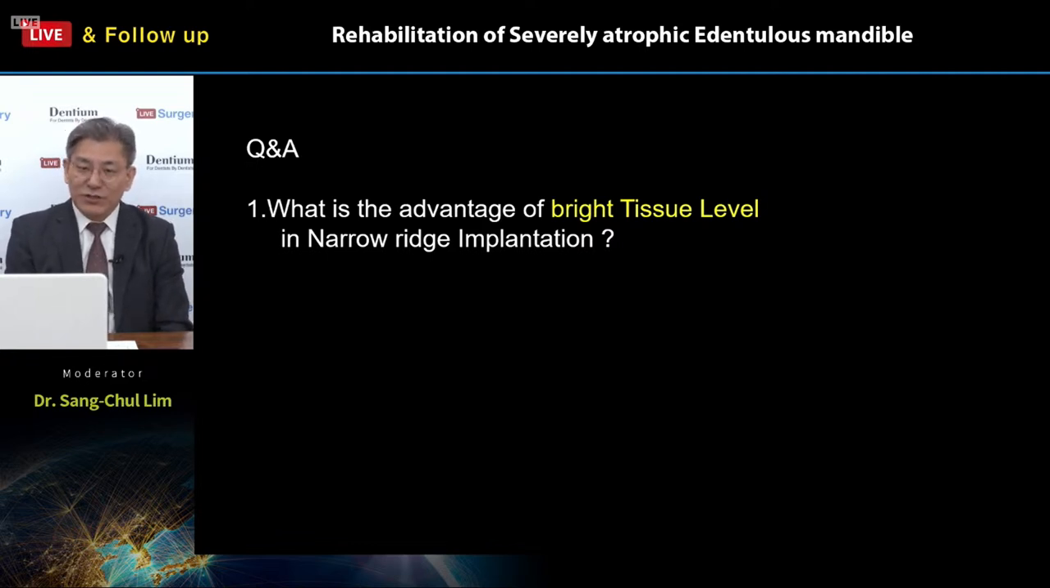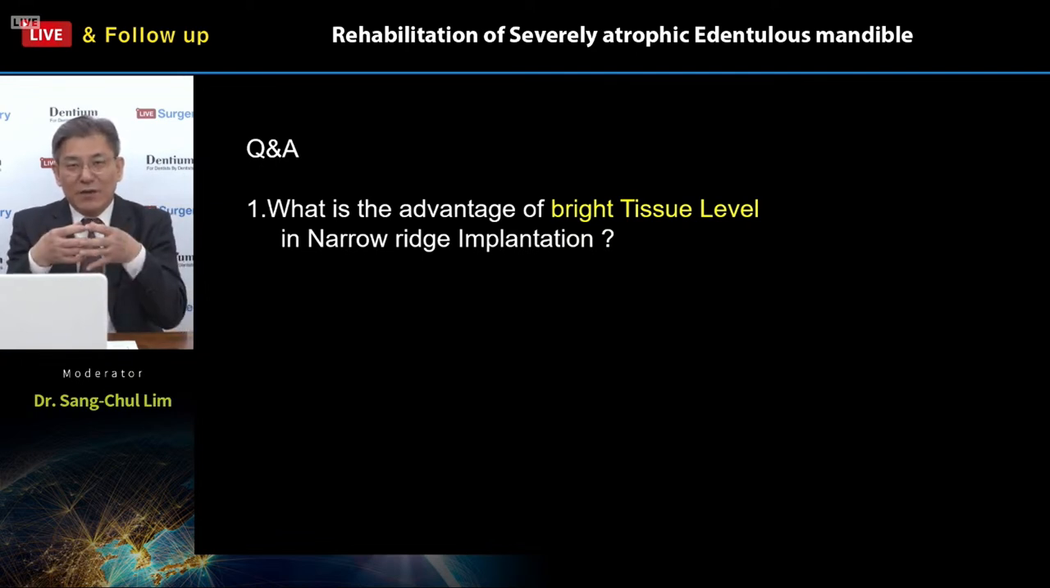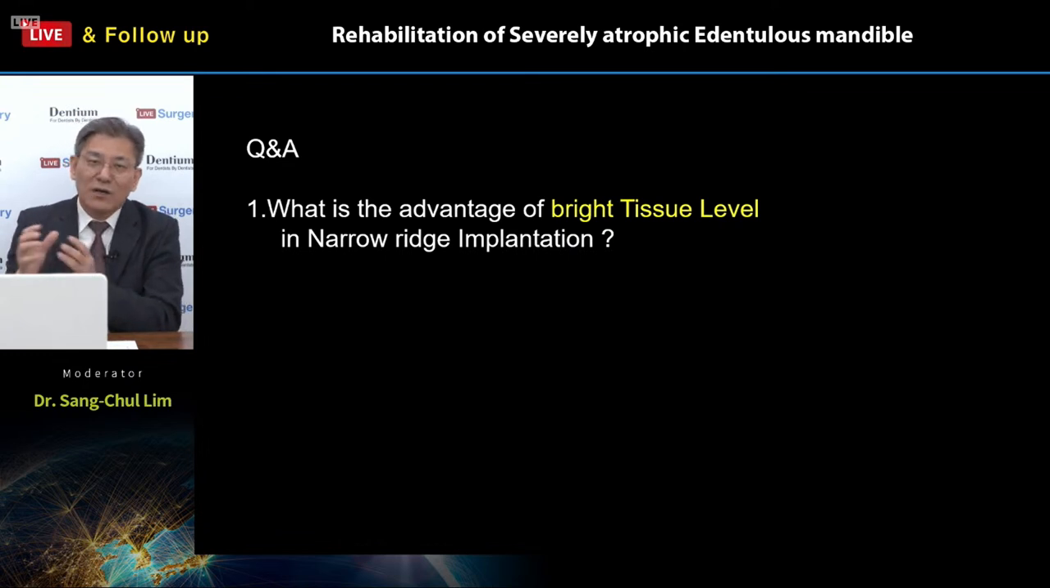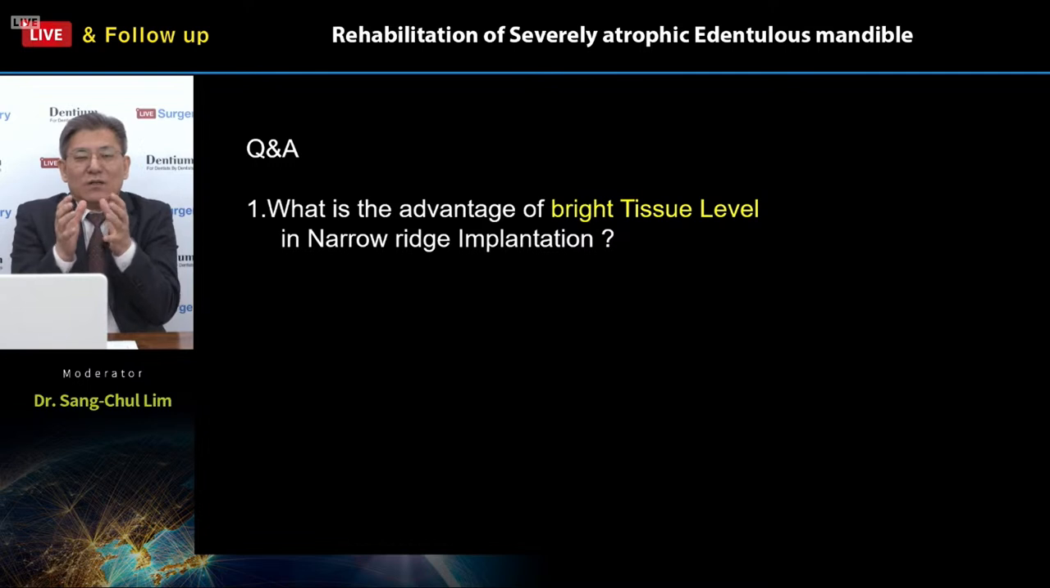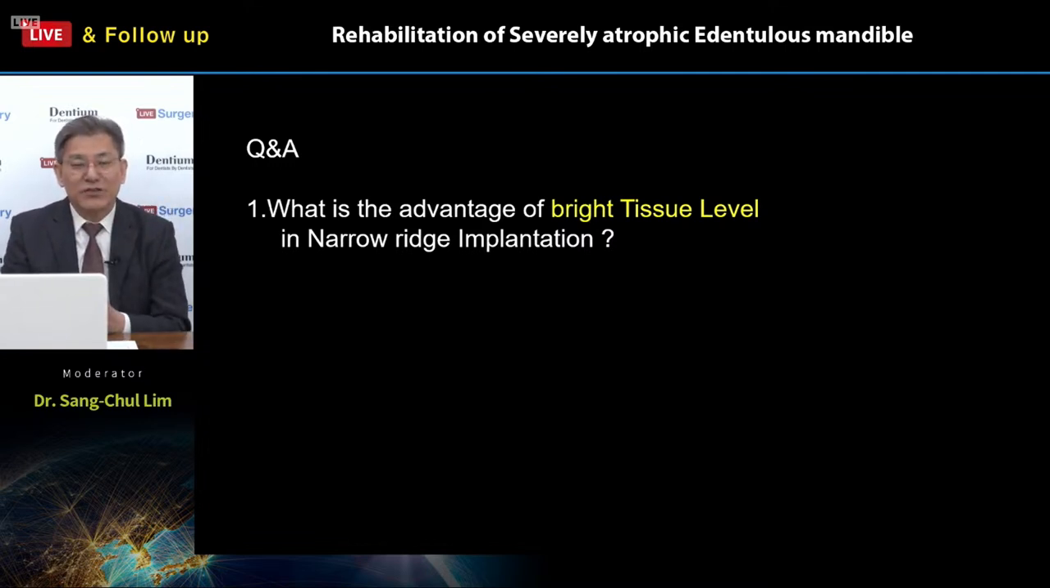What are the advantages of the bright tissue level in narrow ridge implantation? Especially, a narrow ridge area restricts all the procedures of implantation because of the diameter, right? And sometimes we need the GBR procedure. However, how can we make it easy and simple and better? So the small diameter, narrow diameter implant fixture is the first step.